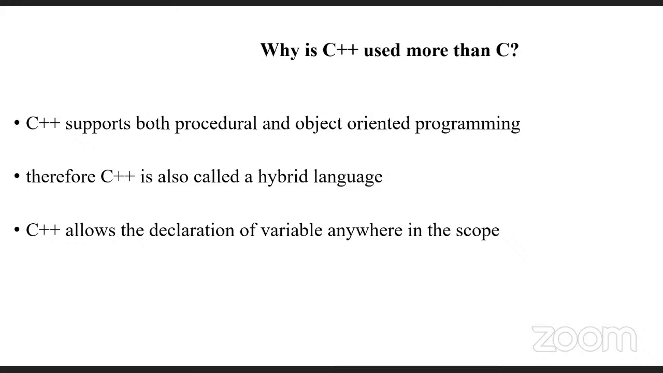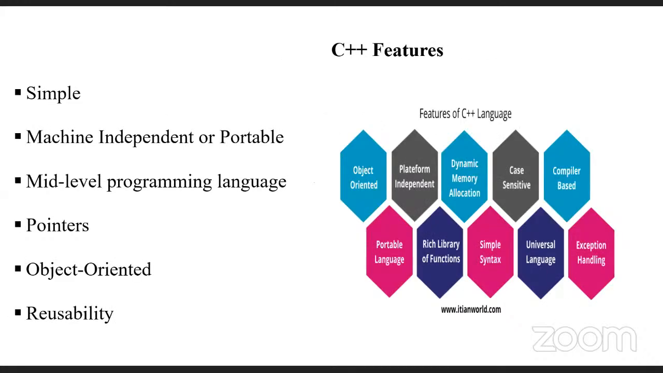Next, what are the features? Since I'm telling you C++ is more popular, what are its features? Why is it more popular compared to C? The first feature is that it is simple, then machine independent or portable. It is a middle level programming language. It supports pointers. It is object oriented. It has code reusability.